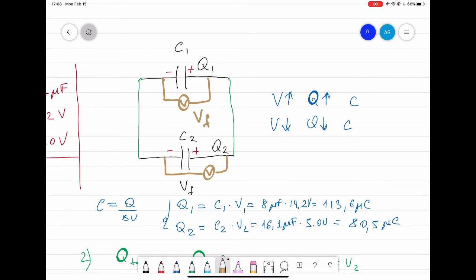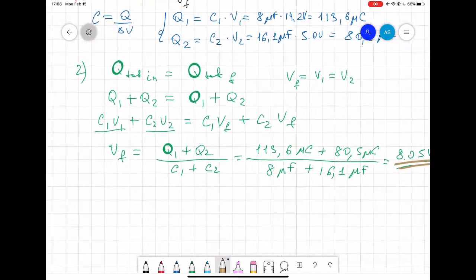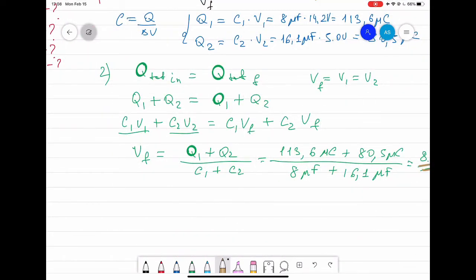Why? Before, we had a certain voltage, let's say V1, and therefore we got Q1, correct? But that was the initial one. Now we have V final. That means Q1 and Q2 have to be different, correct? Because we have a different electric potential. So how can we find Q1 and Q2 now?